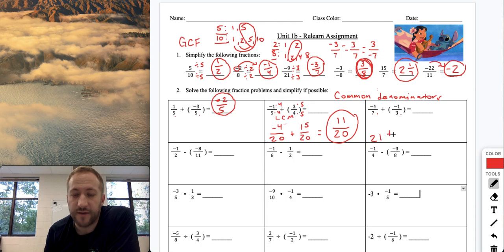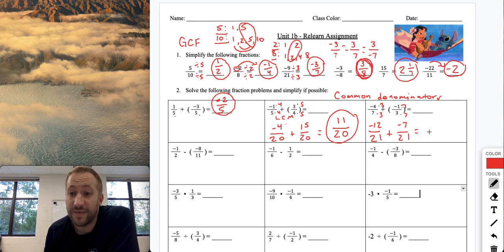So I'm going to rewrite this problem with common denominators of 21. So I turned 7 into 21 by multiplying it by 3. I'll do the same up here. Negative 4 times 3 is negative 12. I turned 3 into 21 by multiplying it by 7. I'll do the same up here. Oops. So I get negative 1 times 7 is negative 7. Now, do I have common denominators? Yes.